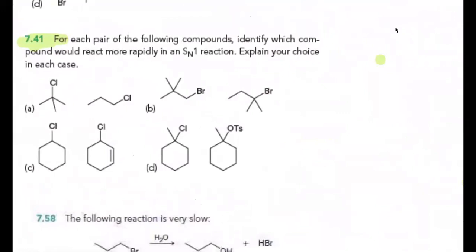Okay, so let's look at 741. What you're doing is comparing substrates, and the question is, which will react more rapidly in an SN1? That's very important because depending on the type of reaction, that's going to determine the suitability of a substrate to undergo that reaction. So this is talking about SN1. Let's look at A. What do you think? Which is going to be faster? And tell me why you're thinking about that.